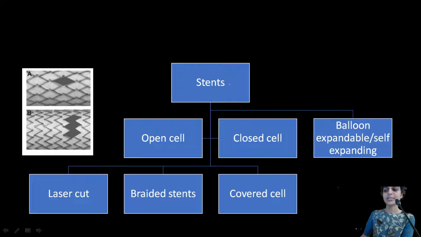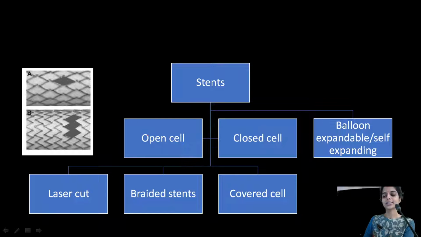And just a brief discussion about the stents. So there are basically different types of stents. One is open cell and closed cell. So a stent is nothing but metal struts that we are seeing. If a cell is covered on all sides by metal struts, that is a closed cell. And if at least one side of the cell is open, then we call it an open cell stent.